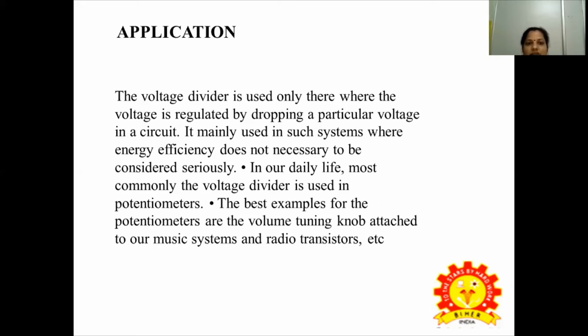The voltage divider is usually used where the voltage is regulated by dropping a particular voltage in the circuit. It's mainly used in systems where energy efficiency does not need to be considered seriously. In our daily life, the voltage divider is most commonly used in the potentiometer. The best example of a potentiometer is the volume turning knob attached to our music system and radio transistor.